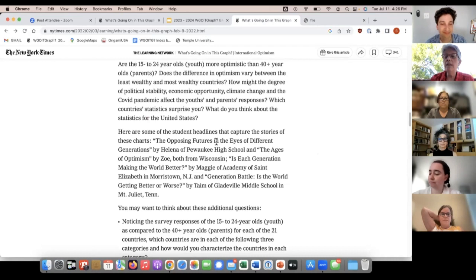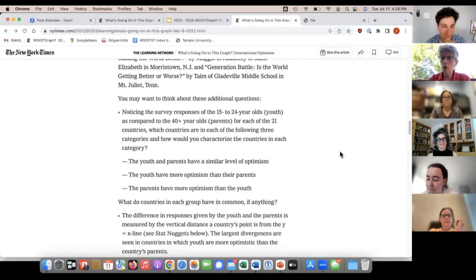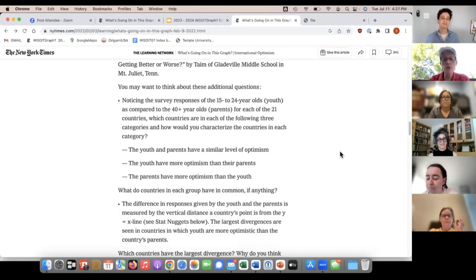So here are the student headlines that we got, and we publish a couple of the best ones every week. Rumor has it that students go immediately here to see if they got published. So we've got the opposing futures in the eyes of different generations, the ages of optimism. Is each generation making the world better? So we list those.